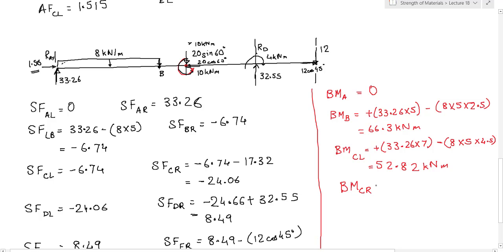Next, we will also have to calculate bending moment to the right of C. Why do we have to calculate to the right of C also? Because there is a bending moment here also. This is anti-clockwise. See, what is it going to do? It is going to push the left part downwards. So it is going to do hogging, which is negative. So we'll have to subtract 10 kilonewton meter from whatever we have at left. So it will be 52.82 minus 10, which will be what? 42.82 kilonewton meter, right?